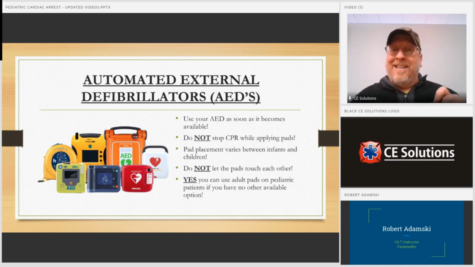However, we cannot use pediatric pads on adult patients. Realize that. The vice versa, the reverse, is not true. You cannot use pediatric pads on adult patients, because they simply will not provide enough electricity or the Joule setting to restart that adult's heart. So they're going to be ineffective. All right.